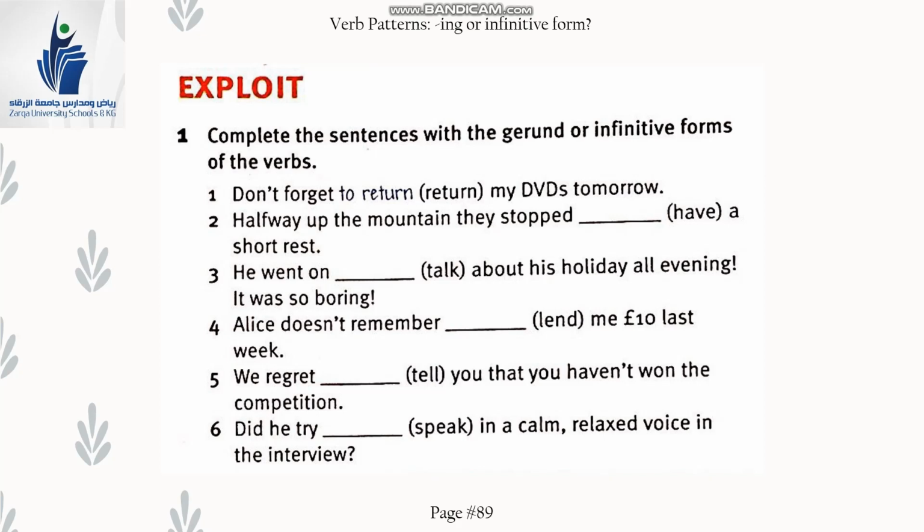Number 2, halfway up the mountain they stopped فراغ a short rest. برضو كمان بدك تفكر فيها. Which happens first؟ أول إشي صار أكيد ال stopping، بعدين ال having a short rest. Halfway up the mountain they stopped to have a short rest. Number 3, he went on فراغ about his holiday all evening. It was so boring. لما نيجي نستخدم الفعل went on اللي هو بيجي عندك يا بيجي معناها continue يا بيجي معناها change.